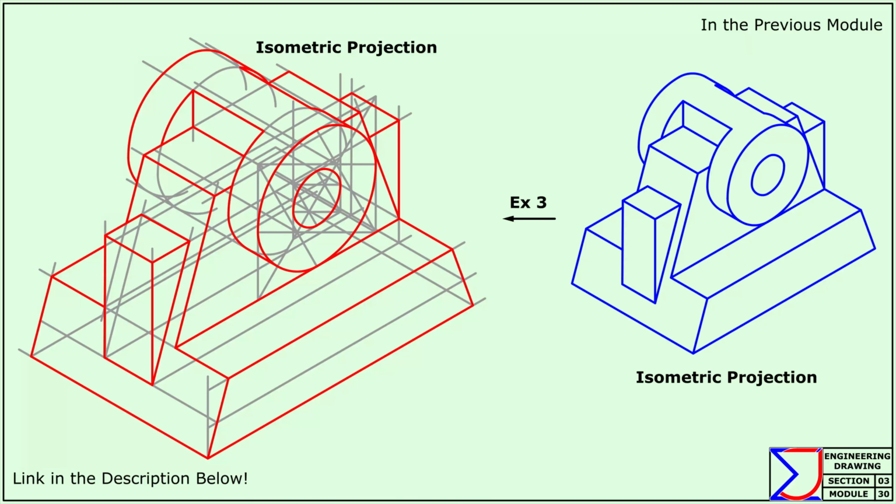In the previous module, we completed the third exercise on 3D to 3D transformation projections. We focused on the detailed construction of complex shapes in isometric views, honing our ability to create precise and accurate 3D representations. Now, let's move ahead and begin our journey into 3D to 2D transformation projections with Exercise 1.